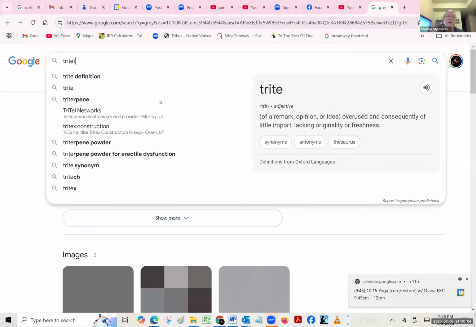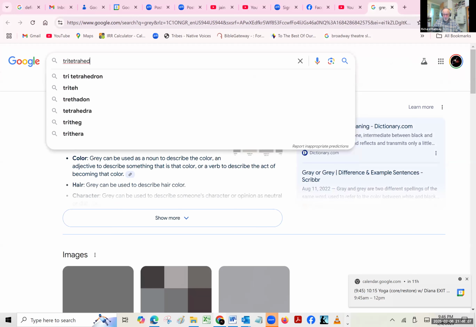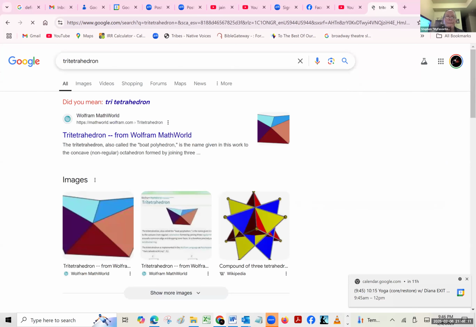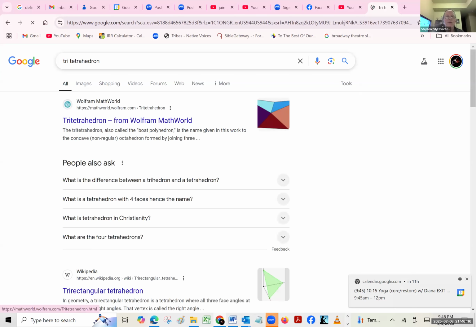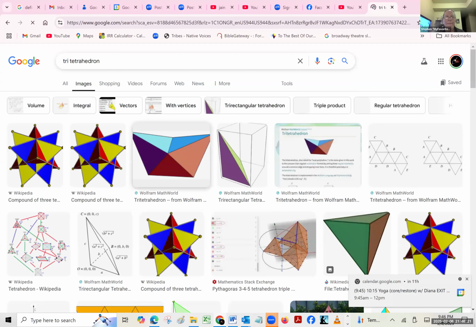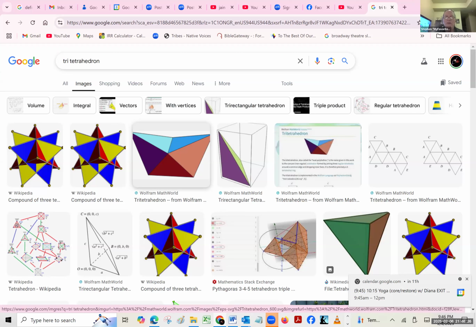Also called a boat polyhedron. Kind of looks like a boat. So it's called a tri what? Tri-tetrahedron? Tri-tetrahedral. Oh, hedral. There it is. Okay, images. There. Tri-tetrahedral right there. Okay, that's 3 tetrahedra. Yeah, one here, one there, and one there.